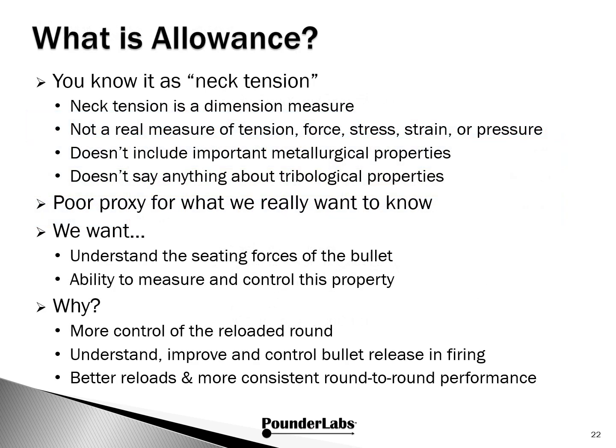So exactly what is this allowance we've been talking about? Well, you might know it as neck tension. Neck tension is the dimensional measure. It's not a real measure of tension, force, stress, strain, or pressure. And it doesn't include important metallurgical properties. We just demonstrated that. It also doesn't have anything to say about important tribological properties either.